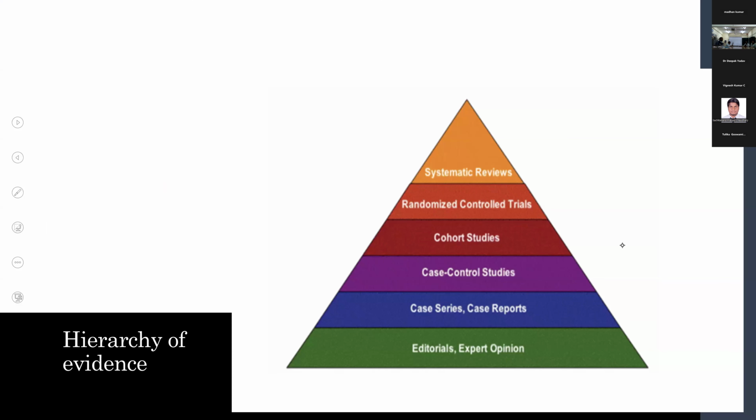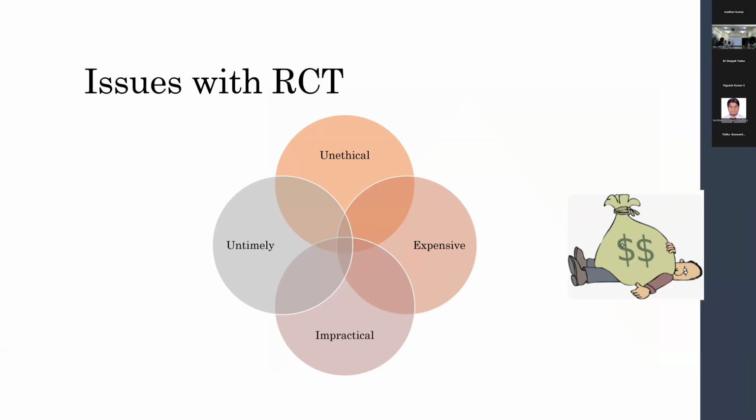So we know the hierarchy of evidence. Randomized control trial gives us a very good quality evidence in terms of an intervention study or a causal inference. Like if you want to know if something has caused an outcome, we know that randomized control trial gives us very good data. But there are some problems with RCT. It might be expensive, might be unethical, or may not be practical to do.